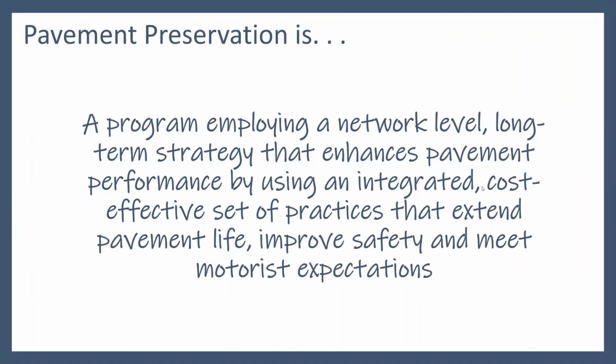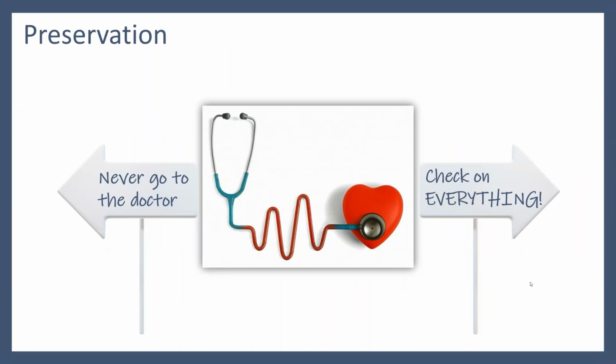But they've given it a definition, so a lot of words on the screen, but it's basically a program employing a network level approach. And that's what we talked about, the bird's eye view, big picture. It's a long-term strategy because we don't have the money to do all that we want to do all at once. So we've got to be able to kind of meter this out over time to improve that overall condition. But we want to enhance that pavement performance by using an integrated, cost-effective set of practices and extend the pavement life, improve safety, and meet motorist expectations. We are, generally speaking, in a public service type of role, and we are serving the traveling public. So we want to do the best we can with what we have.